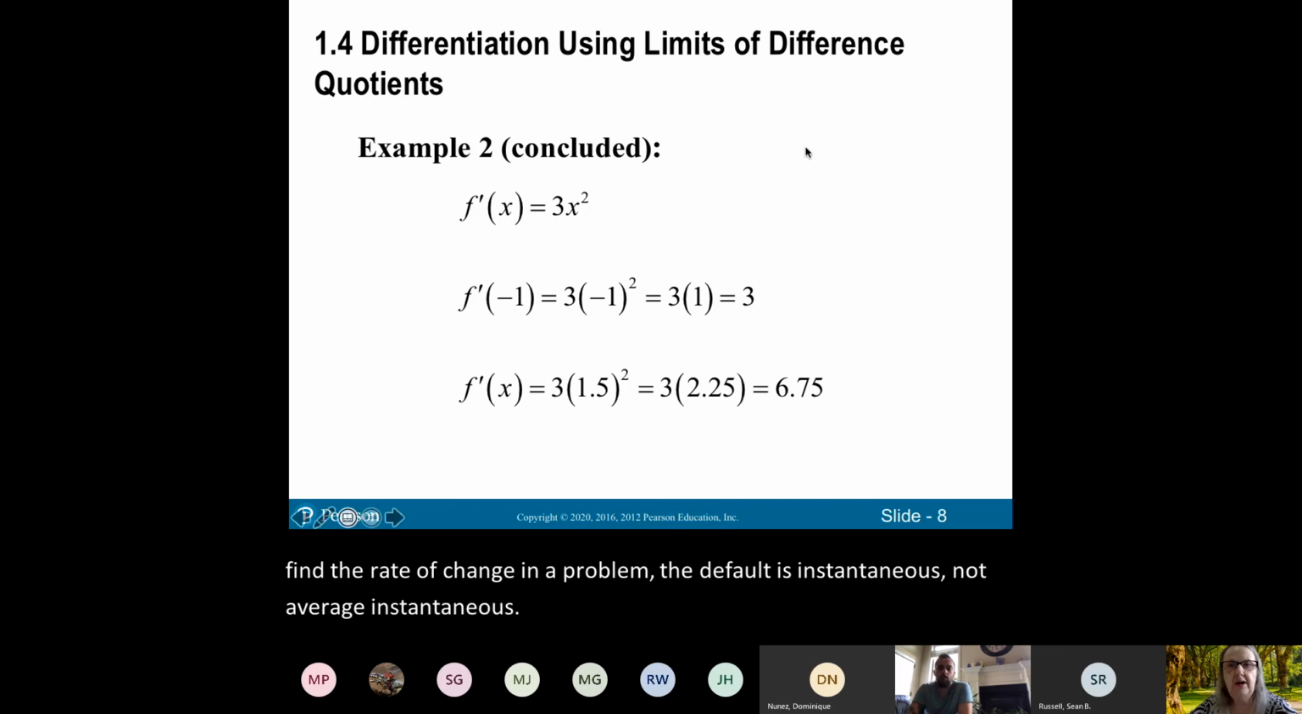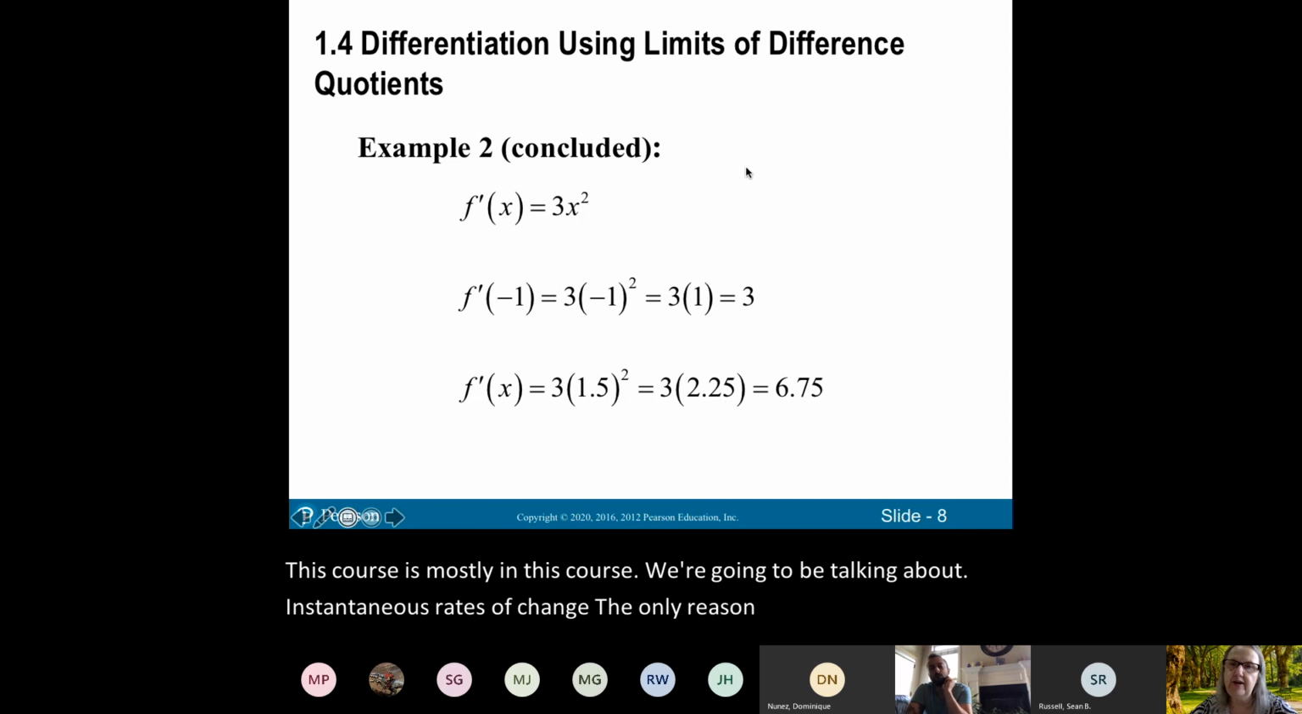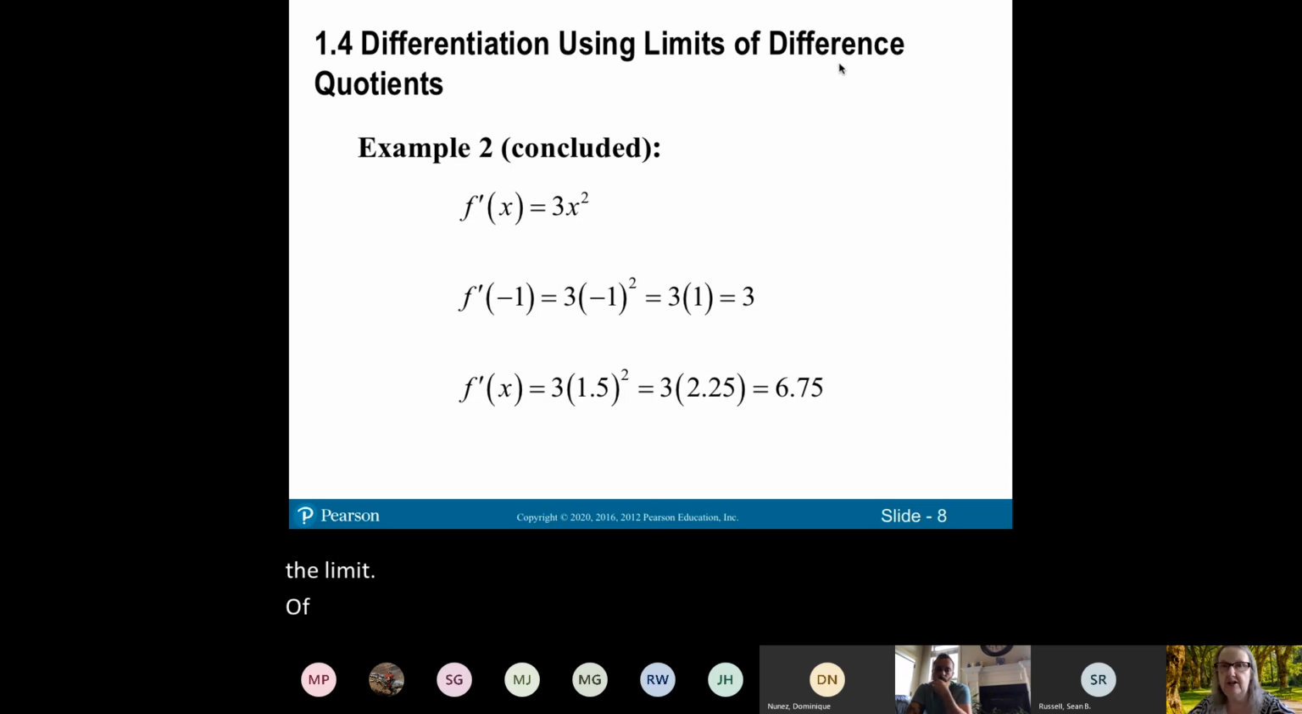Mostly in this course, we're going to be talking about instantaneous rates of change. The only reason we talked about average rate of change is because the instantaneous rate of change is the limit of average rates of change, I should say.